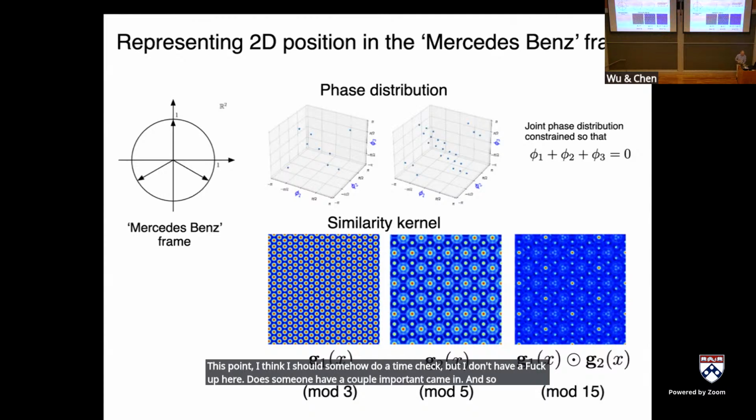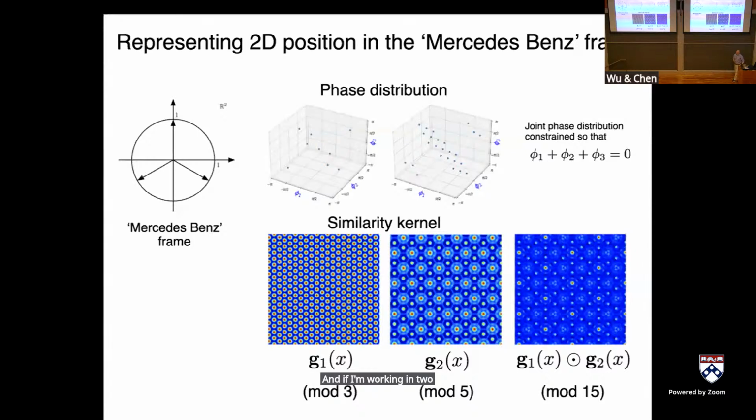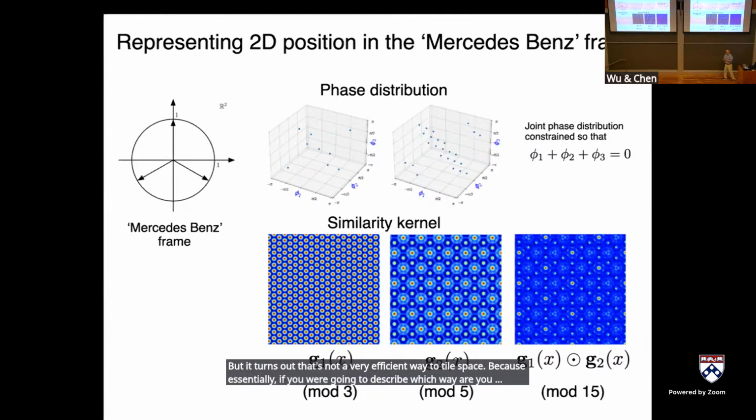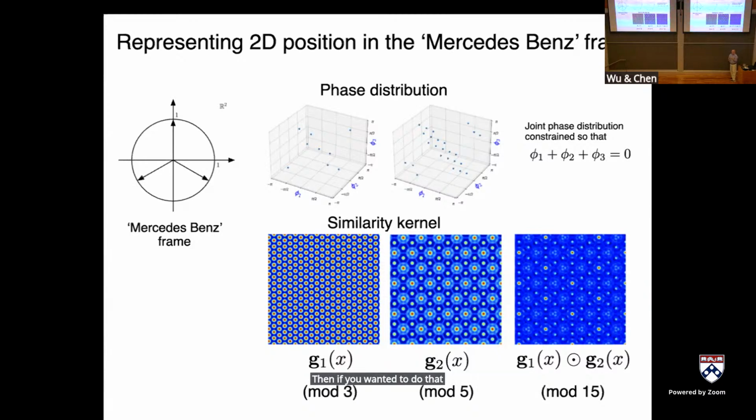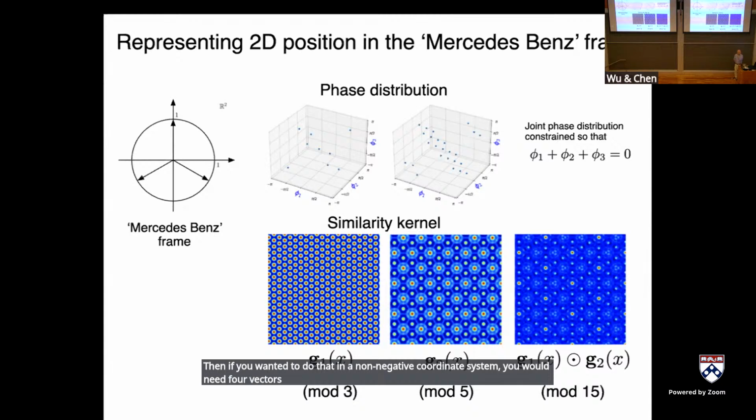So then the final point is how do you scale this to represent two-dimensional positions? That was just about representing one number. If I'm working in 2 dimensions, you might think I need 2 numbers. But it turns out that's not a very efficient way to tile space, because if you wanted to describe which way you are moving in a non-negative coordinate system, you would need 4 vectors, like north, south, east, west.